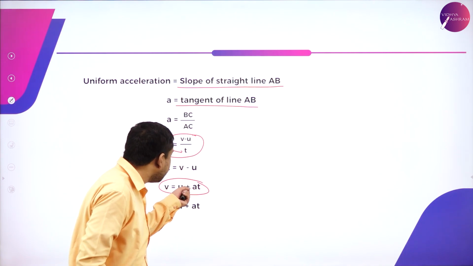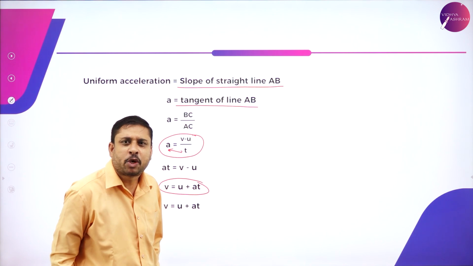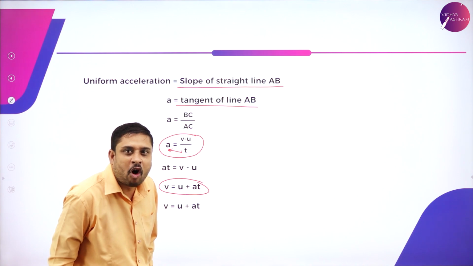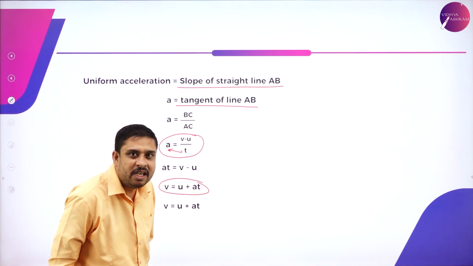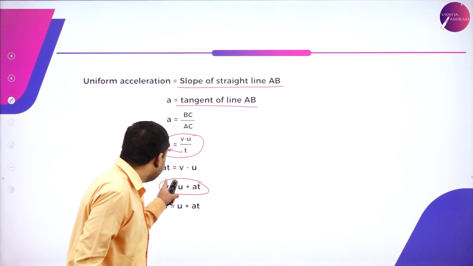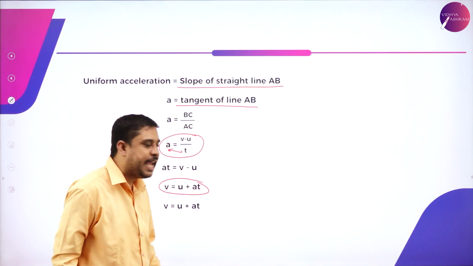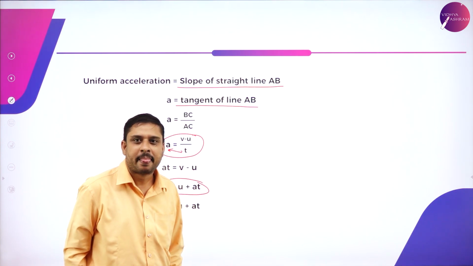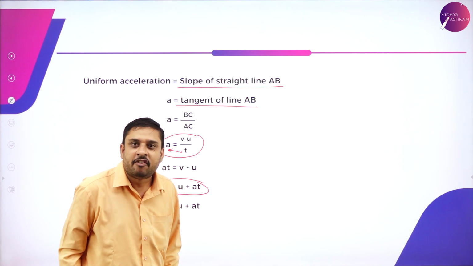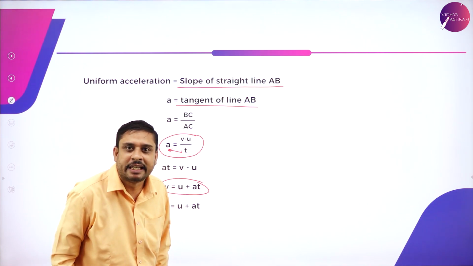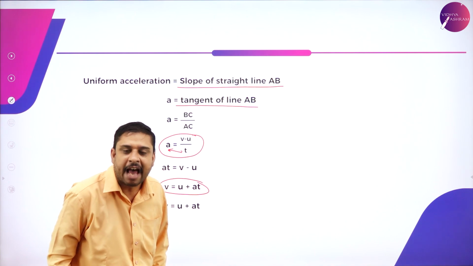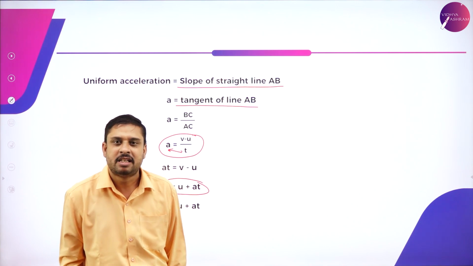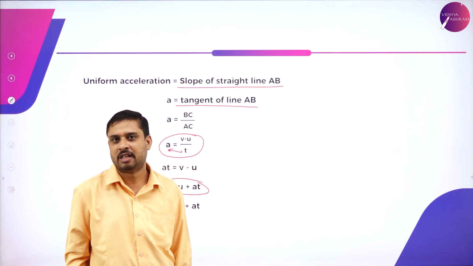My dear students, if you analyze here, the first equation of motion is independent of the distance traveled. It is only in terms of final velocity, initial velocity, acceleration and time. So I have derived the first equation of motion using the VT graph. In my next session, I will come back with the second and the third equations of motion.